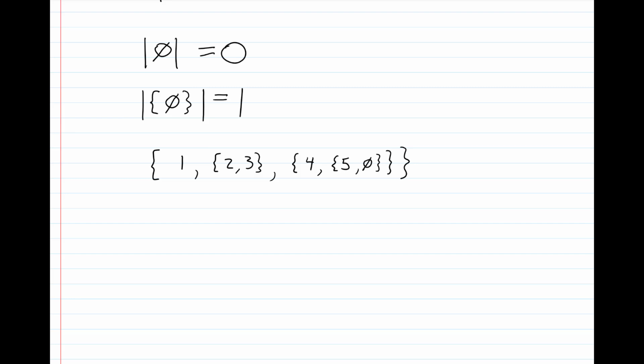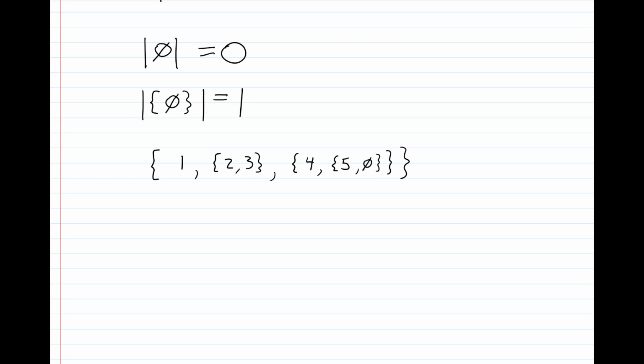Okay? So I'm going to ask you several questions about this. Okay? There's a set right there, the empty set. What's the cardinality of that? It's 0, right? Cardinality of the empty set is 0.